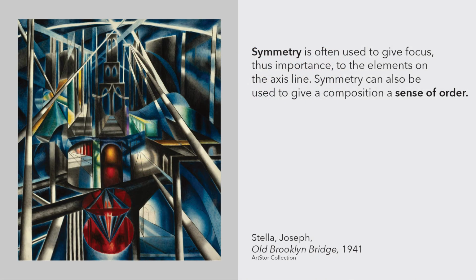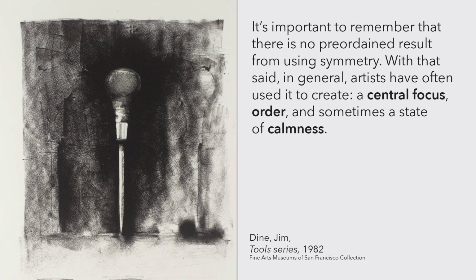Symmetry is often used to give focus, thus importance, to the elements on the axis line. Symmetry can be used to give a composition a sense of order. It's important to remember that there is no preordained result from using symmetry. With that said, in general, artists have used it to create a central focus, order, and sometimes a state of calmness.